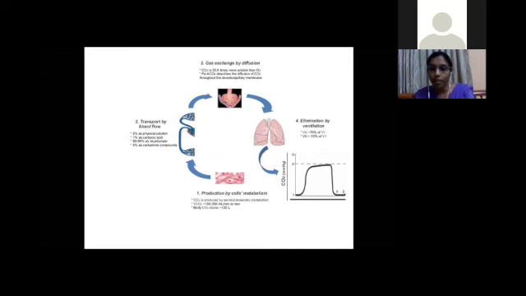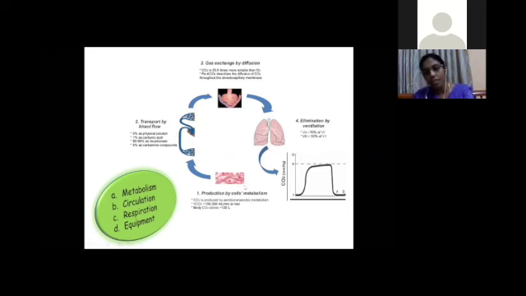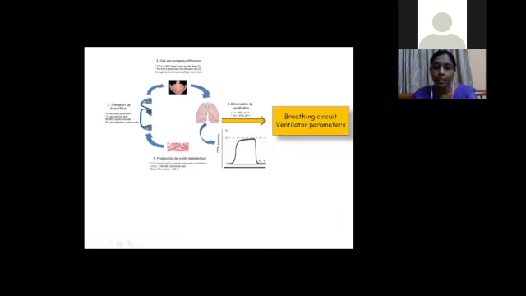So a normal carbon dioxide in exhaled air means that the metabolism, circulation, respiration, and the equipment that we are using for measurement, all of this are normal. When a patient is under general anesthesia, there's yet another component that gets added, that is the breathing circuit and the ventilator parameters we are setting.